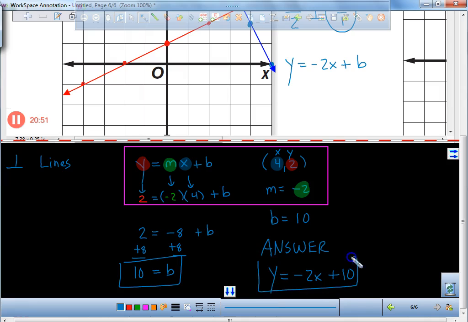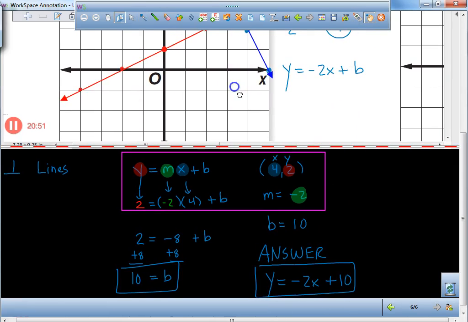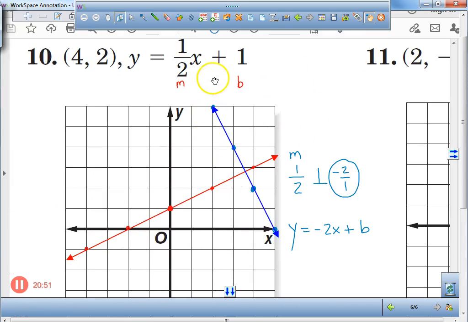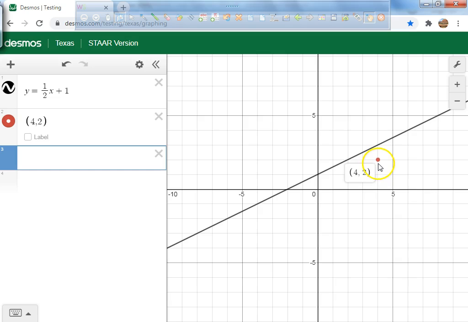So guys, what I want you to understand, this is my answer. Why did I not do this graphically? I didn't do it graphically because what would I have to keep doing? I'd have to keep going up 2 over 1, up 2 over 1. And where would it all be? All the way up there. So how could we check it in Desmos? It's very easy. Type in your answer. If your answer doesn't go through this point, then you got it wrong.